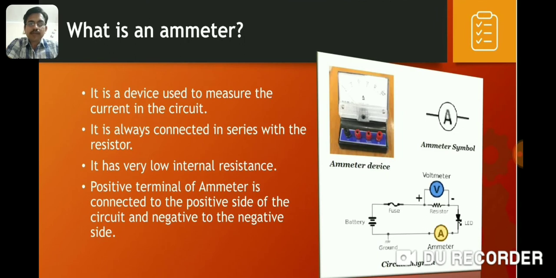What is an ammeter? Ammeter is a device used to measure the electric current in the circuit. There are some important points to be noted about an ammeter. It is always connected in series with the resistor, as you can see in the diagram. It has very low internal resistance. Otherwise, since it is connected in series, it would change the value of current in the circuit. So it has low resistance. Remember students that while connecting ammeter in an electric circuit, its positive terminal must be connected with the positive side of the circuit and negative to the negative side.